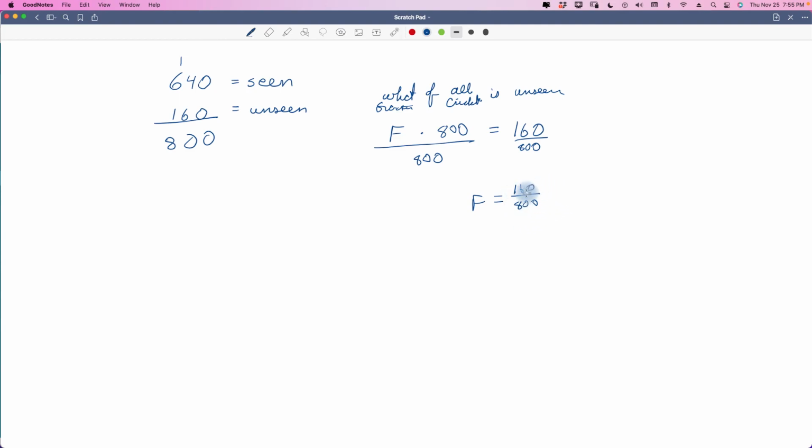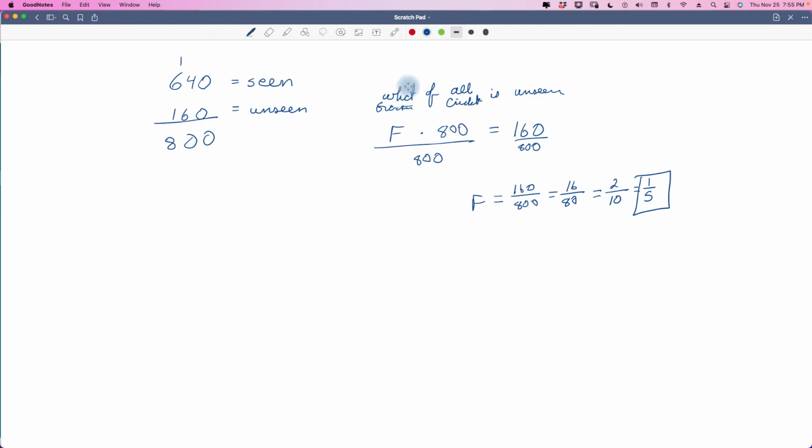So first we divide everything by 10. That equals 16 over 80. Now we divide everything by 8. We get 2 over 10. Now we divide everything by 2. We get 1 over 5. So this is our fraction. So 1/5 of 800 is 160. That is the answer. All right.